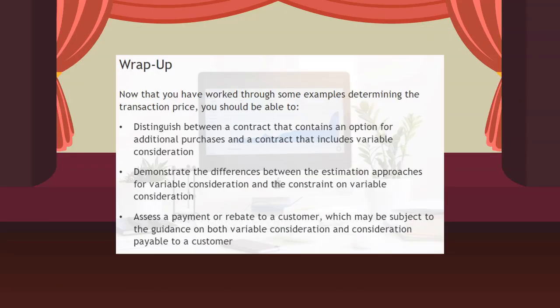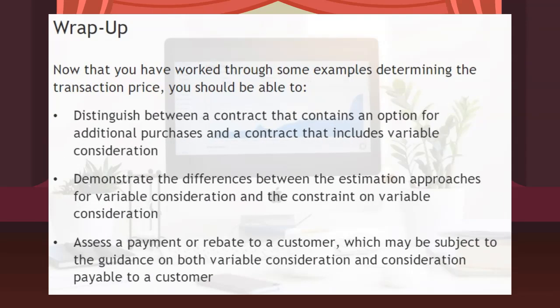Now that you have worked through some examples of determining the transaction price, you should be able to distinguish between a contract that contains an option for additional purchases and a contract that includes variable consideration, demonstrate the differences between the estimation approaches for variable consideration and apply the constraint on variable consideration, and assess a payment or rebate to a customer, which may be subject to the guidance on both variable consideration and consideration payable to a customer.